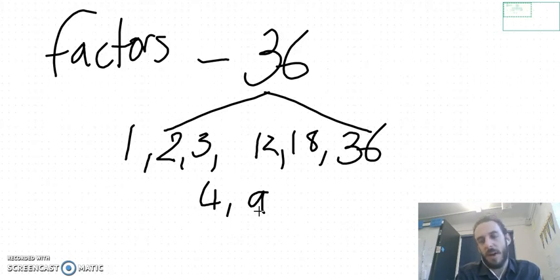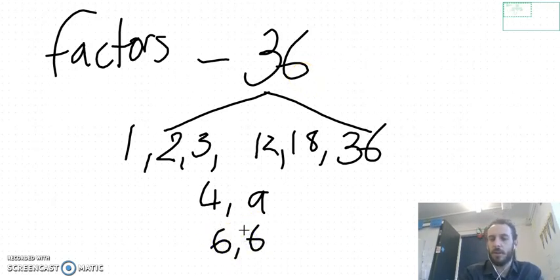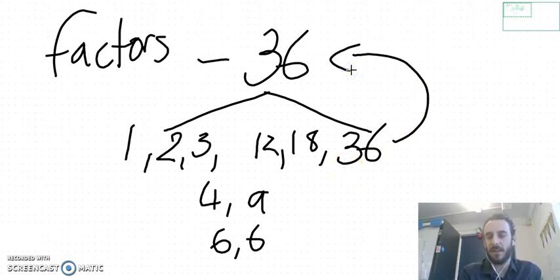And then 5. 5 times nothing's going to get me 36 because I know the number doesn't end in a 5. 6 times 6, of course, gets you 36. So all of these numbers, 1, 2, 3, 4, 6, 9, 12, 18, 36, they're all factors of 36. Because when they're multiplied together, they give you an answer of 36.